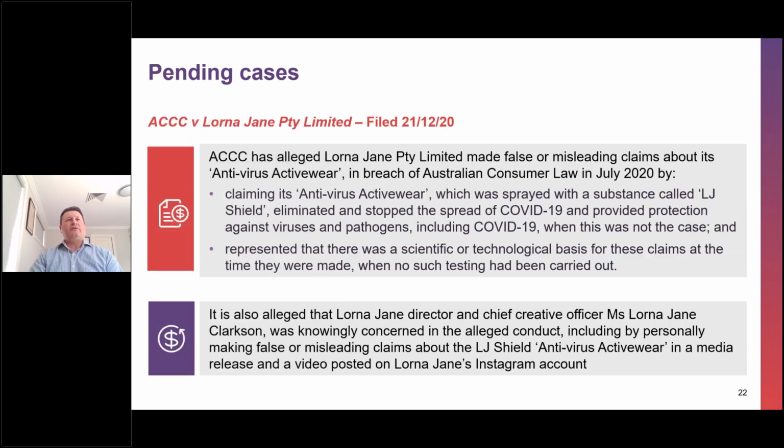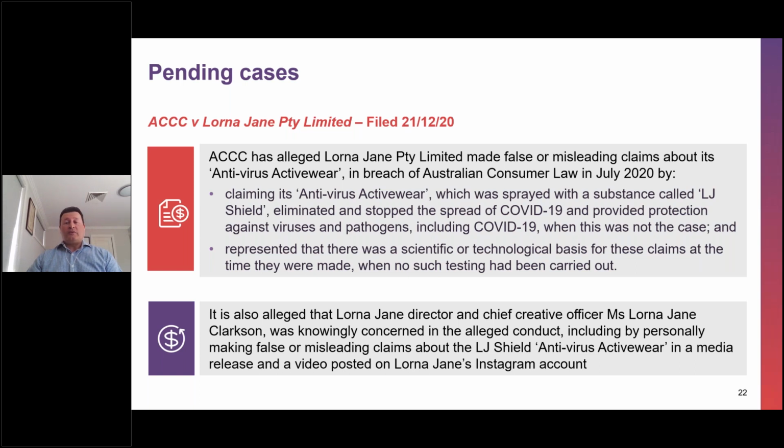The next case is a pending case, the Lorna Jane case. This one, Lorna Jane was actually already fined by the Therapeutic Goods Administration some $80,000 last year, because they promoted a product which didn't have any approvals from the Therapeutic Goods Administration and was claiming to have certain medical benefits. The ACCC have now got on board and said, well, in addition to that, you've engaged in misleading and deceptive conduct by saying that the actual garments have a certain ability to destroy viruses and withstand viruses, which there's no foundational basis for.